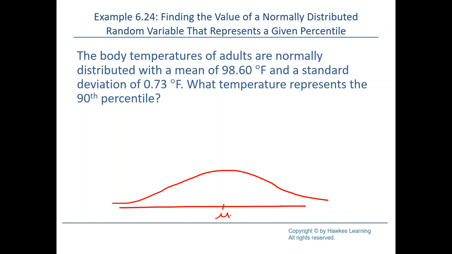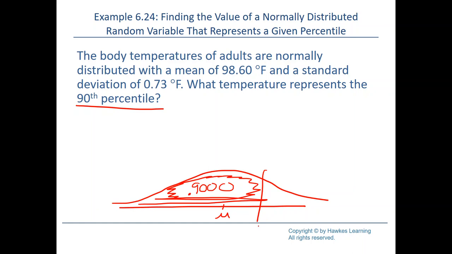Okay, and here's where my mean is. Because it says 90th percentile, this is 0.9000, so all of this is being shaded. And this is what I'm looking for here. They gave me a mean of 98.6. They gave me a standard deviation of 0.73. And again, this is the area that I'm looking for. As you guys see, when you use the word percentile, it's an automatic left.